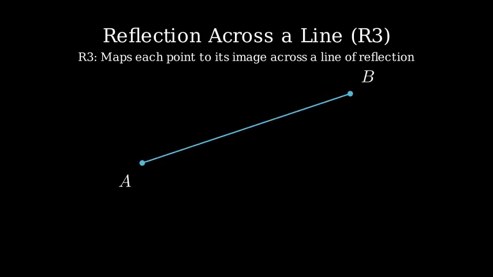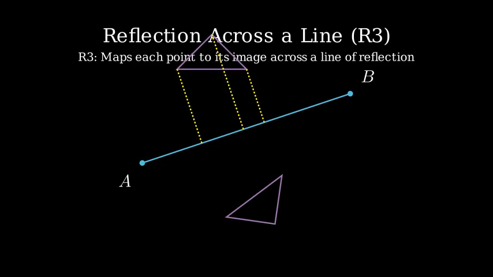Now let's see how we can reflect a shape. Here's a triangle on one side of line AB. To reflect it, we reflect each vertex of the triangle using the same process we use for point P. Then we connect the reflected points to form the reflected triangle.